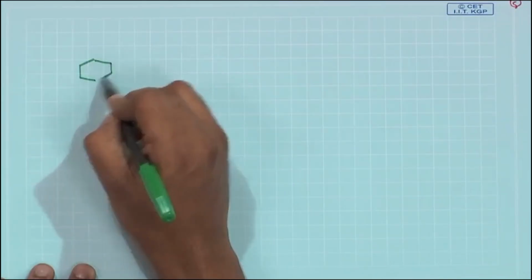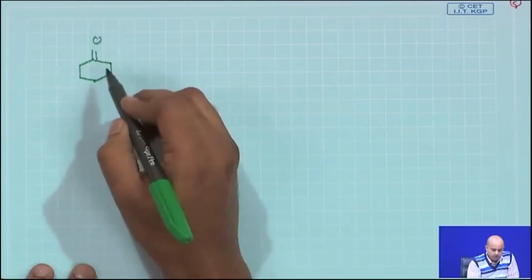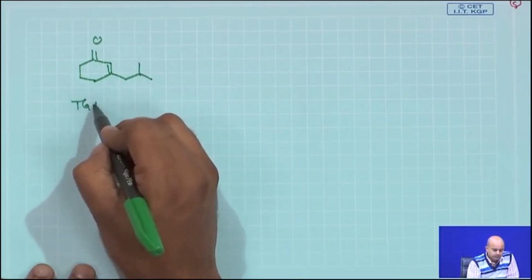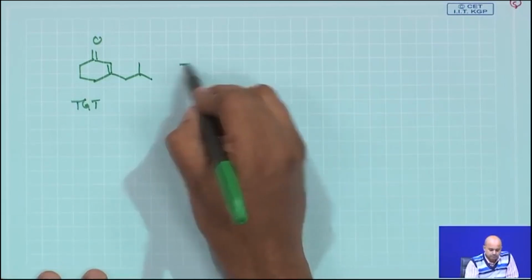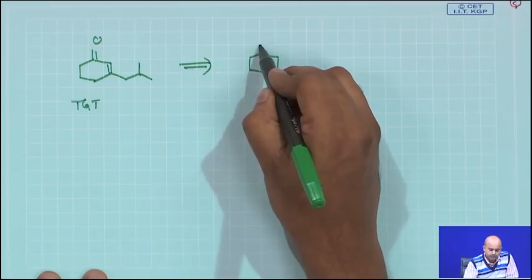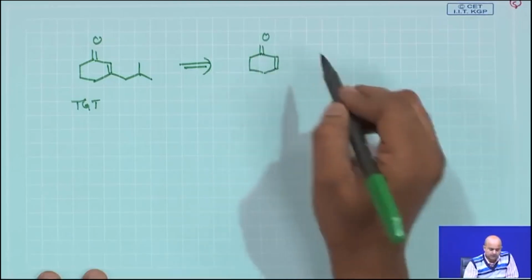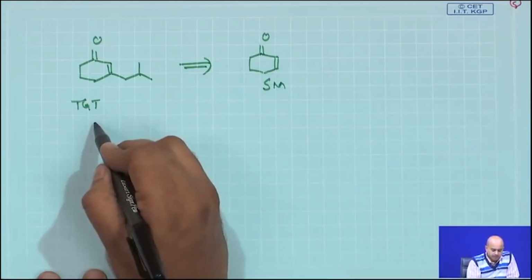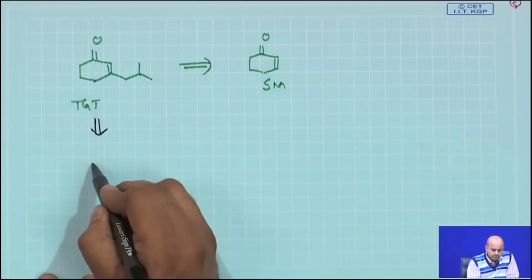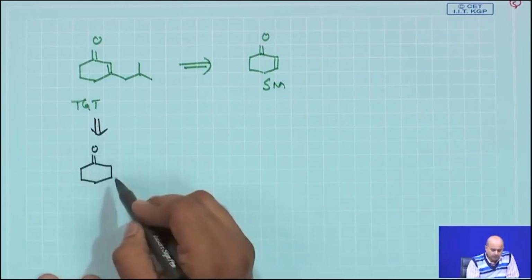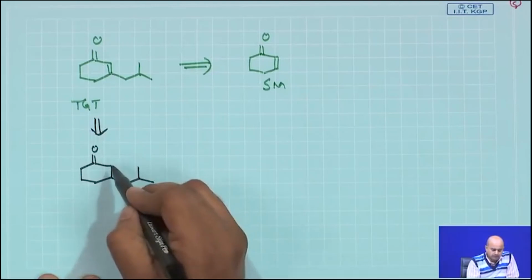The next one I am going to discuss is a simple one, and the target is this molecule. You have to use this as a starting material, simple cyclohexanone. Actually, in reality you can do a very straightforward retrosynthesis. You say that okay, I will be having this compound.